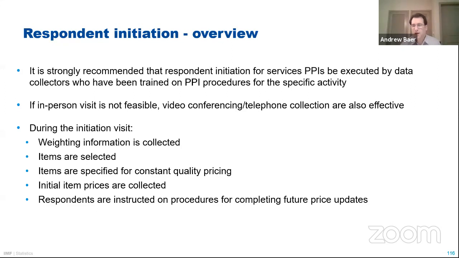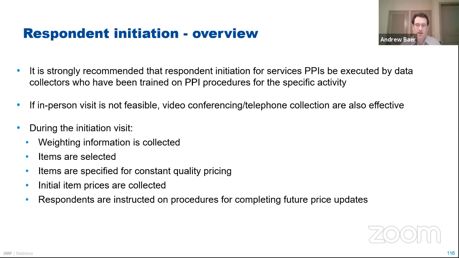Okay, so when we talk about data collection, I'm going to describe two different steps. The respondent initiation, the first time we bring a company into the PPI, and what we call the subsequent pricing periods, which is typically simpler. And we may not even need a data collector to get the data. Maybe they can just provide it by mail or online or by telephone, whatever it is.